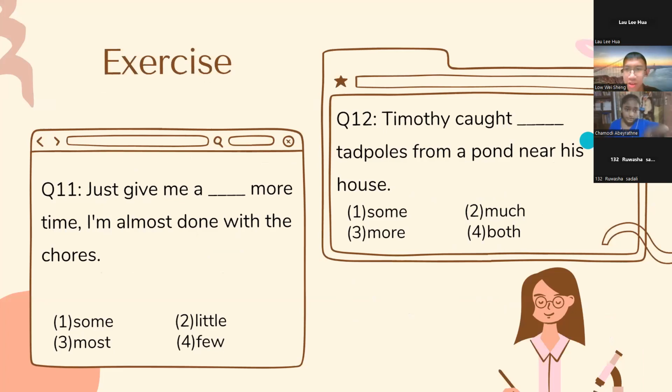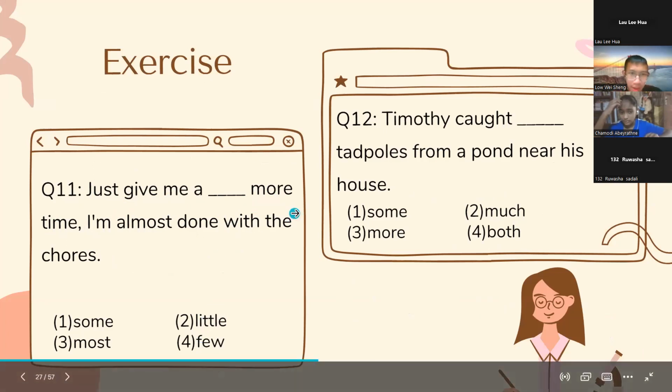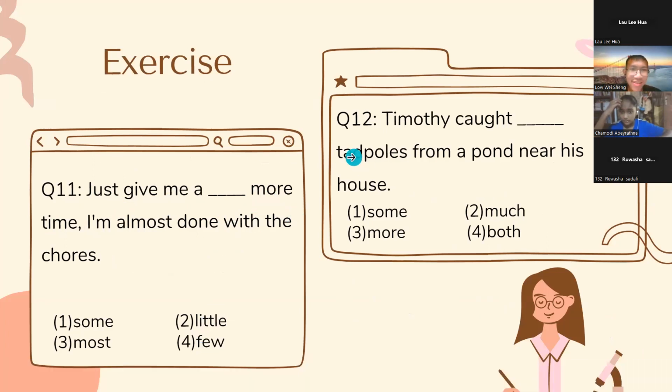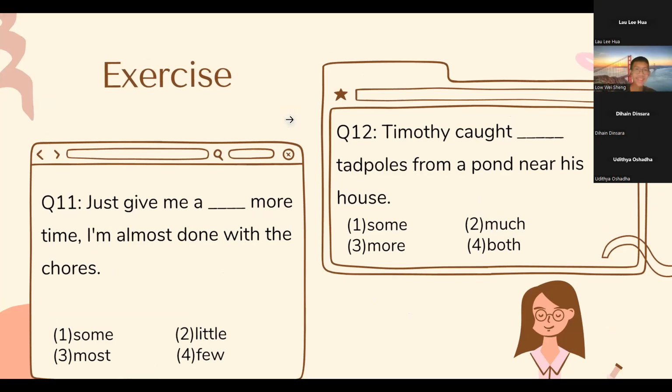Moving on. Okay, we have already done 10 questions. Wow. Question 11. Just give me more time. Few more. Okay, I hear a few more. Any more answers? Little more. Okay, so there's few more, there's little more. So what do y'all think? Some more. Okay. So there are three answers that are raised here: few, little, and some.